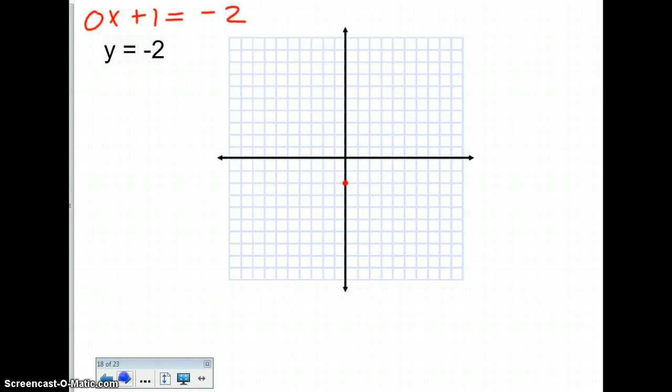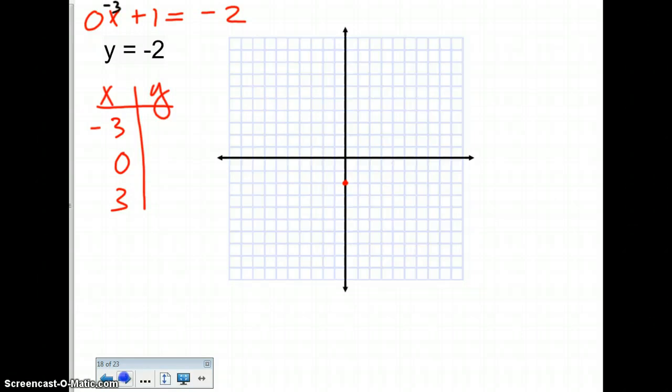0x simply is 0, but if I made a t-chart for this, and I want to put in, let's just do -3, 0, and 3. Again, these are just 3 random numbers I picked. You could have picked anything. When I put -3 in for x, we go 0 times -3. That's 0. I should say plus y, sorry about that. Plus y equals -2. Well, this is 0, and so we have y equals -2.